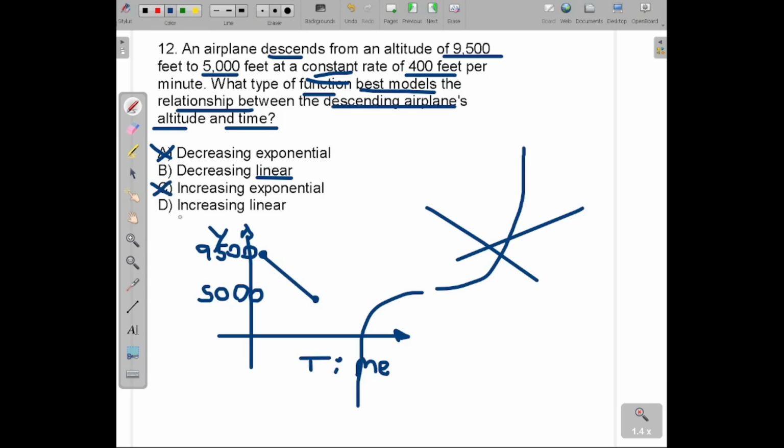It's linear, but it is increasing or decreasing. We know the answer. If it goes from 9,500 to 5,000 feet, that means that it is descending, as we can see in this graph. So definitely it is not increasing. So the right answer is B, decreasing linear.